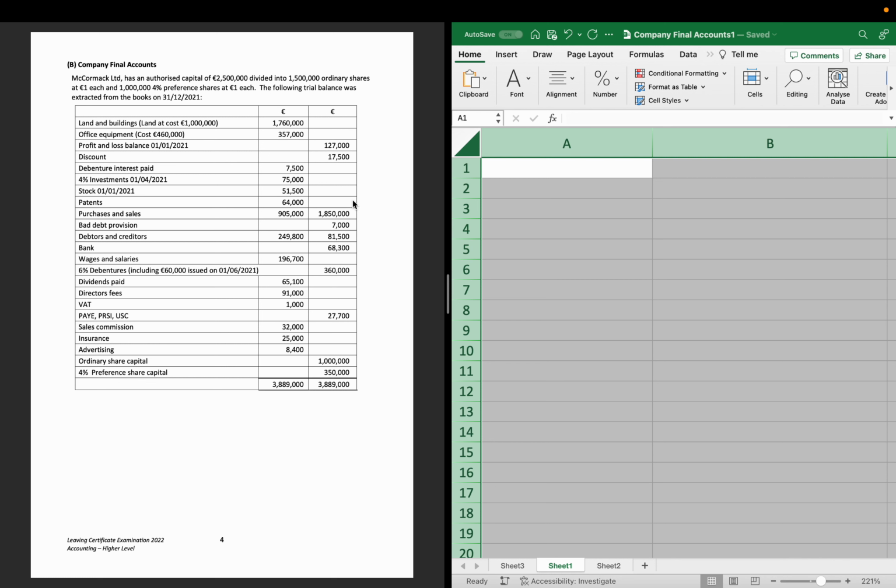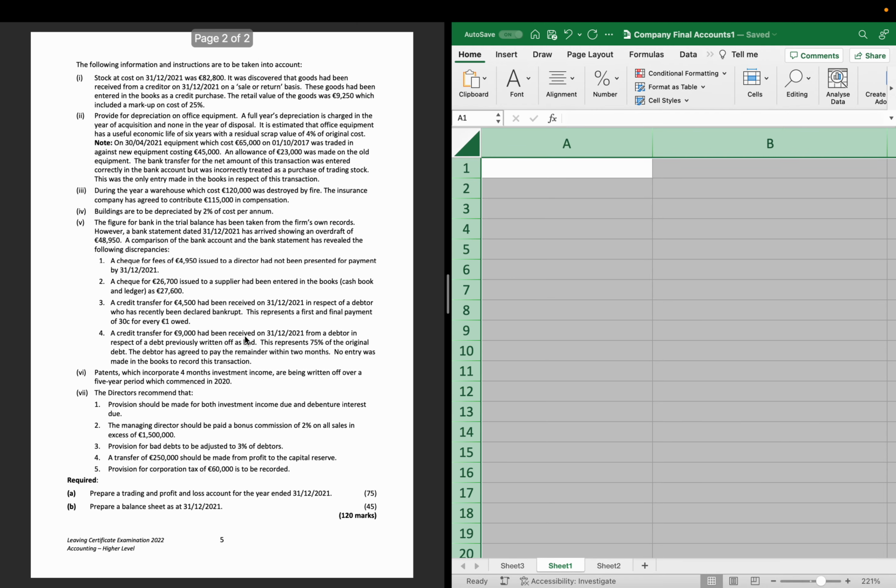All right, so this is the 2022 company account question. So nothing too much in it. We've already done this, but this is the video of it. So stock cost was 82.8. It was discovered that goods had been received from a creditor on a sale or return basis. These goods have been entered in the books as credit purchase. The retail was 95.0, which is cost plus 25%. So we're going to need to find the cost price.